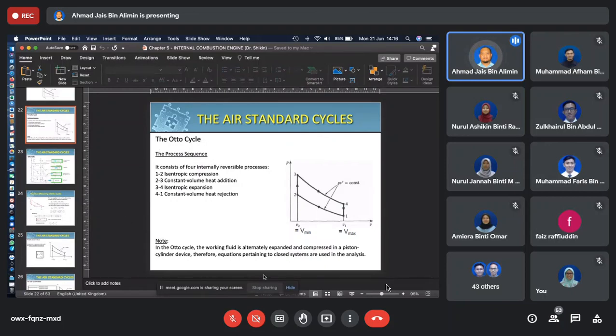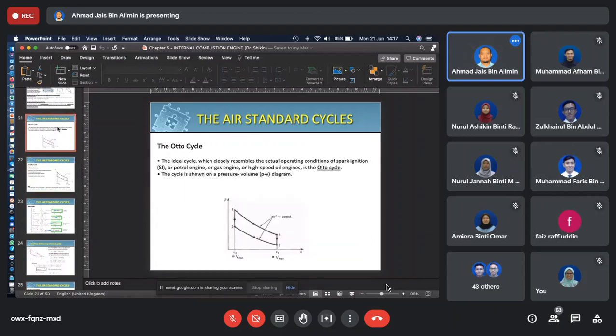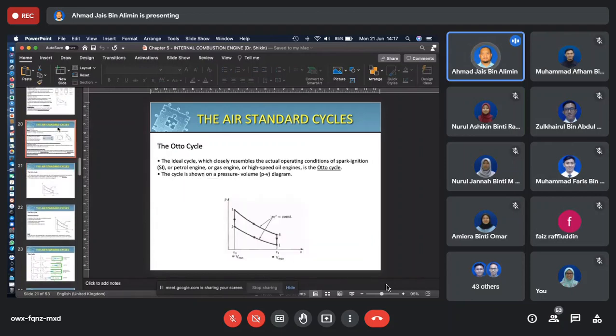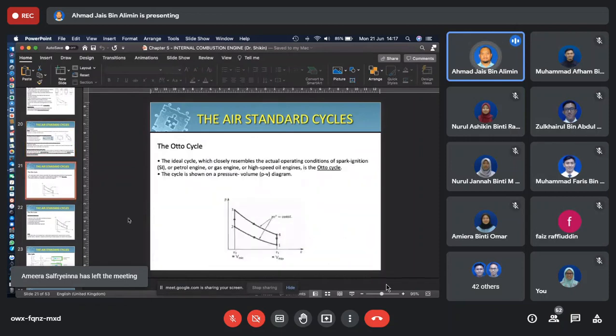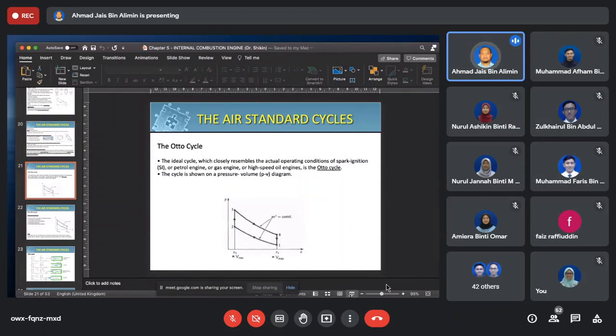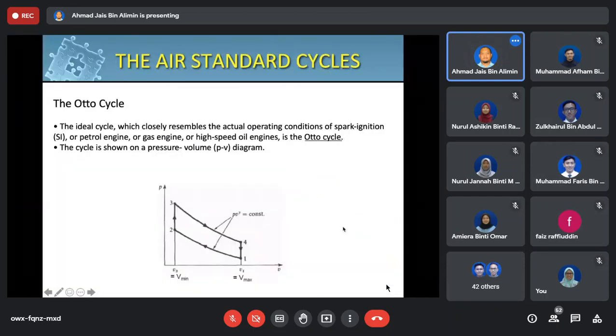Right, so let's continue from yesterday. Yesterday we talked about the air standard cycle and how we use the air standard cycle as the assumptions, and then we went through the Otto cycle. Okay, so usually we define the cycle for internal combustion engines using the PV sketches.